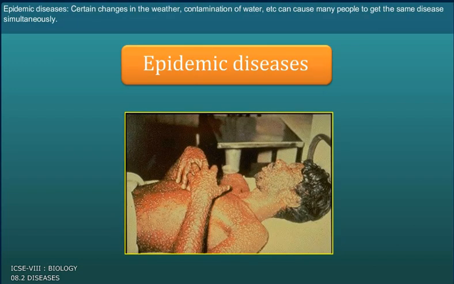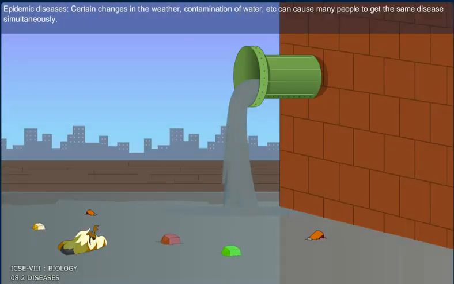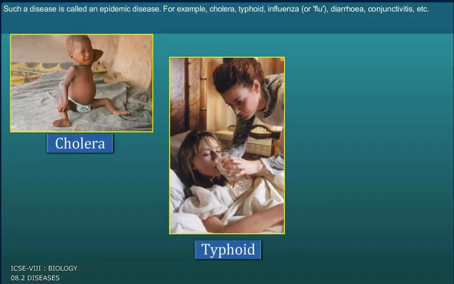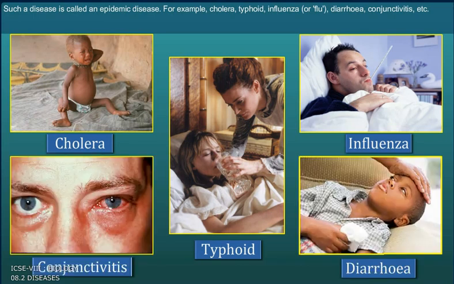Epidemic diseases. Certain changes in the weather, contamination of water, etc. can cause many people to get the same disease simultaneously. Such a disease is called an epidemic disease. For example, cholera, typhoid, influenza or flu, diarrhea, conjunctivitis, etc.